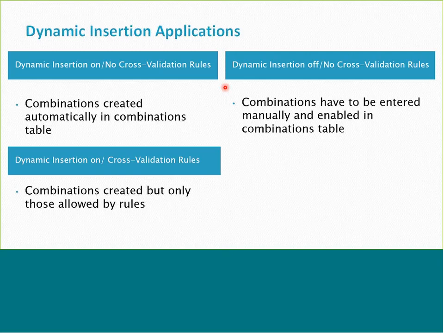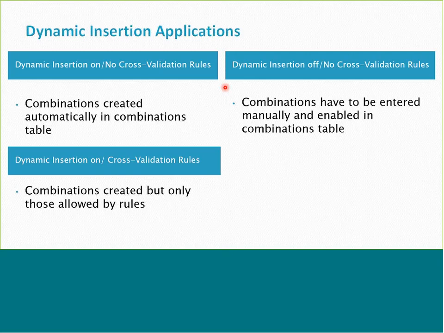So in our case right now, we have dynamic insertion on, which means any combinations that are valid as per our cross-validation rules will be allowed to enter in the combinations table. But if you try to enter any combination that's invalid, it will not go into the combinations table even though dynamic insertion is on. Why? Because we have defined cross-validation rules that prevent those invalid combinations from entering the combinations table and being used by the end user. So what's the conclusion?